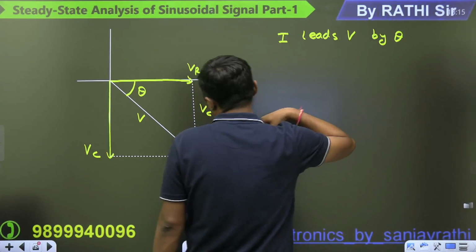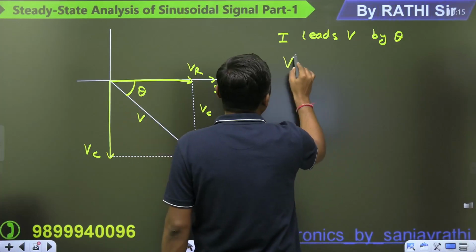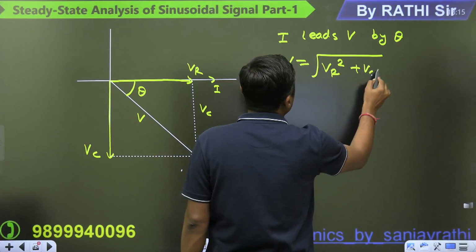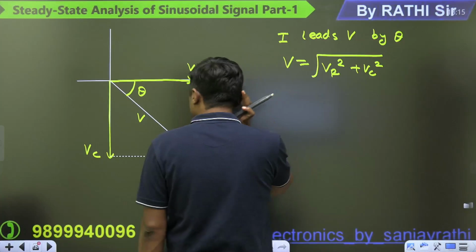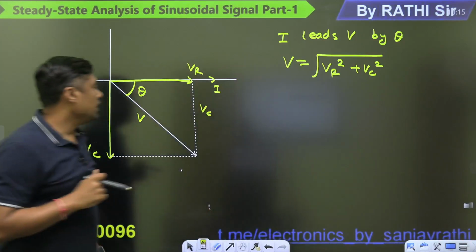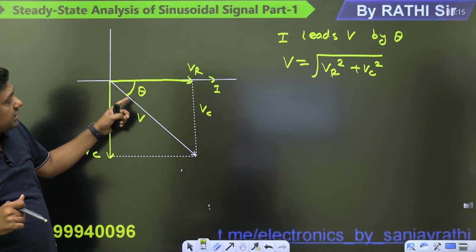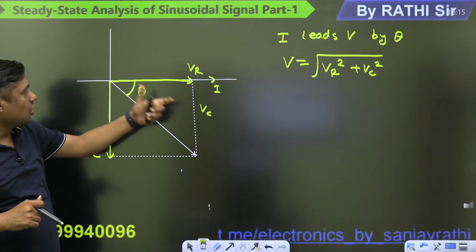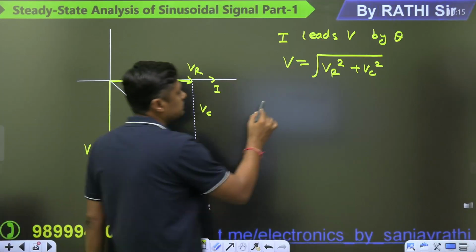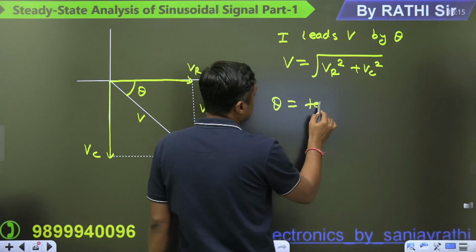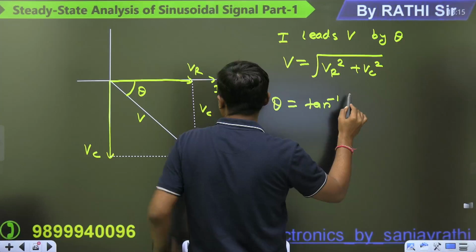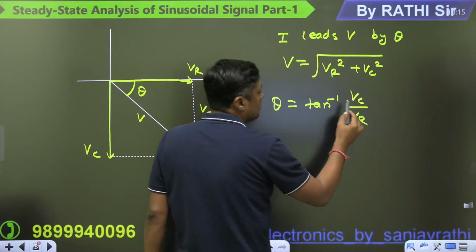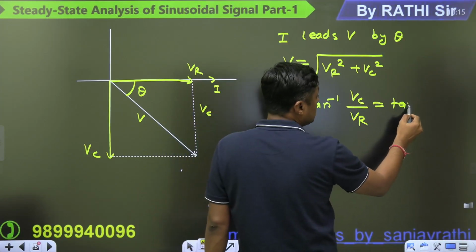Now, what is the magnitude of V? You can find root over VR square plus VC square, right? So this is the case. Then guys, what is the theta? You can find tan theta is equal to height upon base. VR is the base and this is the height. Theta is tan inverse of height, what is the height? VC upon VR.